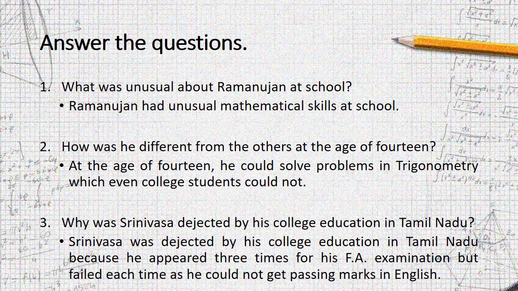Question 3. Why was Srinivas dejected by his college education? Why was Srinivas dejected by his college education in Tamil Nadu? Srinivas was dejected by his college education in Tamil Nadu because he appeared 3 times for his FA examination but failed each time as he could not get passing marks in English. Dejected means why was he upset? Why was he sad by his college education? He was sad because though he was so good at maths, he could not get passing marks in English, he failed 3 times.